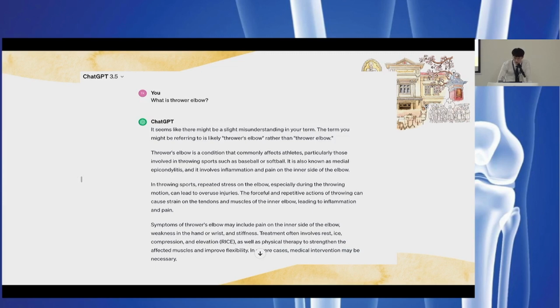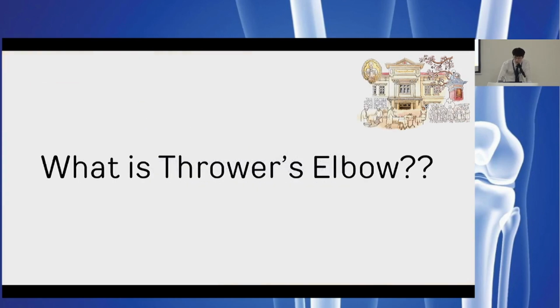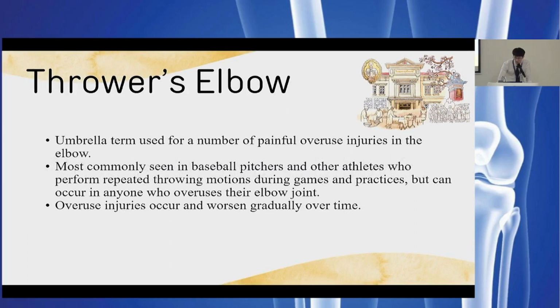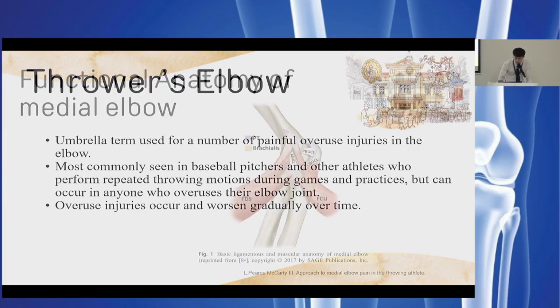The throwing elbow is a condition that commonly affects athletes, involving inflammation and pain on the inner side of the elbow. Throwing elbow is an umbrella term used for a number of painful overuse injuries in the elbow, most commonly seen in baseball pitchers and other athletes who perform repeated throwing motions.